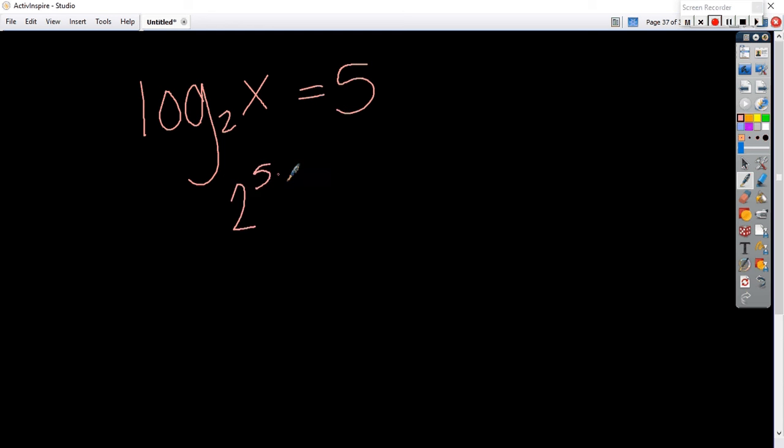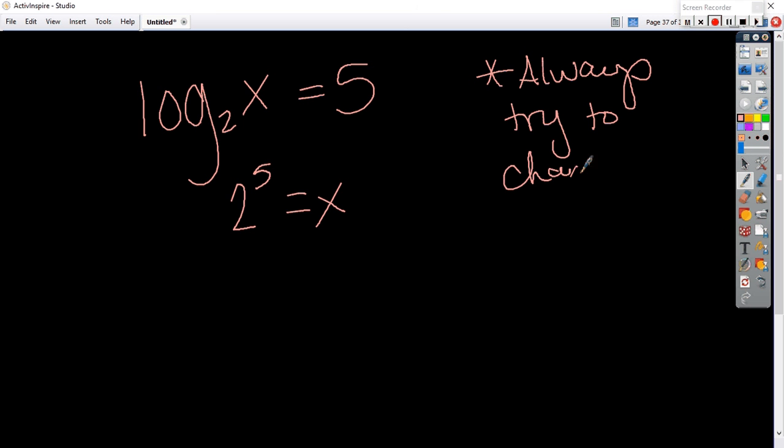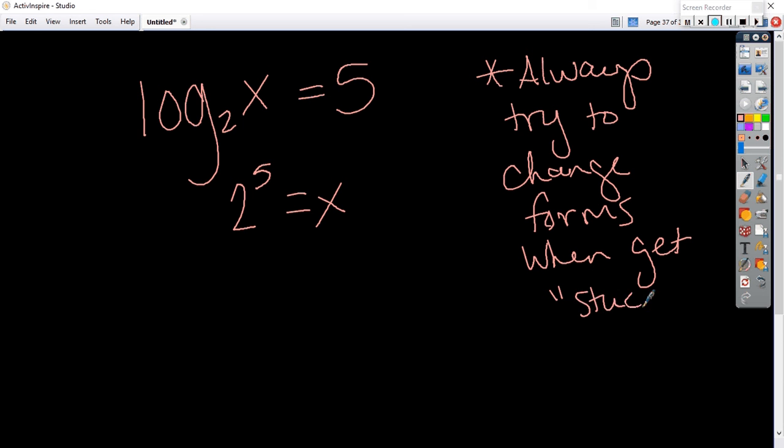You absolutely could change the form. Here's what I'm going to tell you whenever you're working with logs or exponents: if at any point you get stuck and you don't know where to go from there, always change the form. Because more than likely the answer of what you need to do is going to pop out at you when you change forms. So try to change forms when you get stuck. And now it's easy to see what x equals, right? x is 2 to the 5th, which is 2, 4, 8, 16, 32.